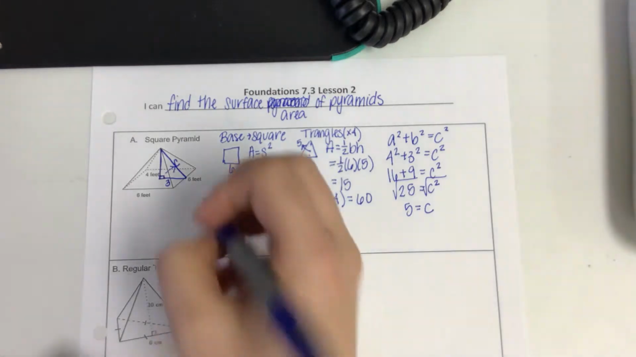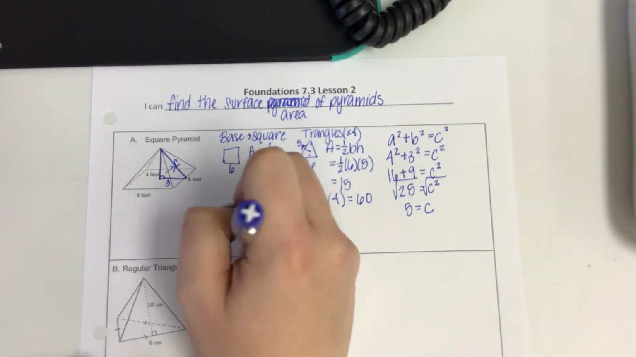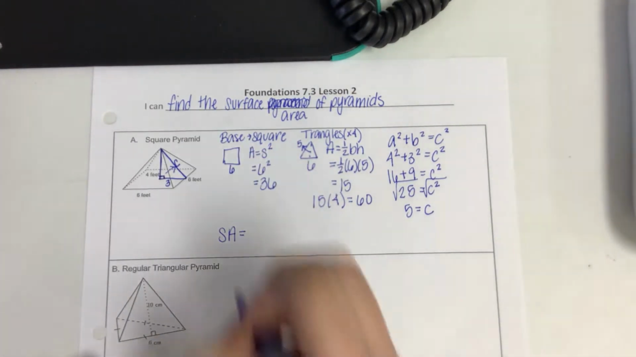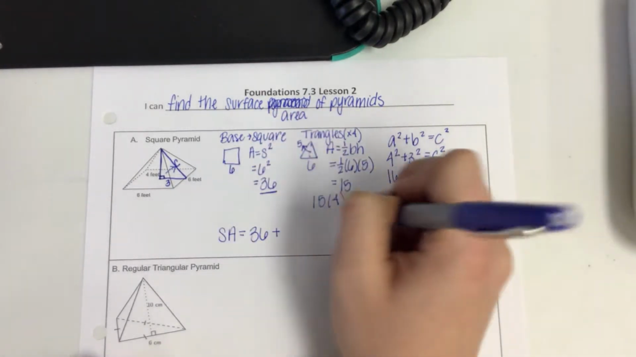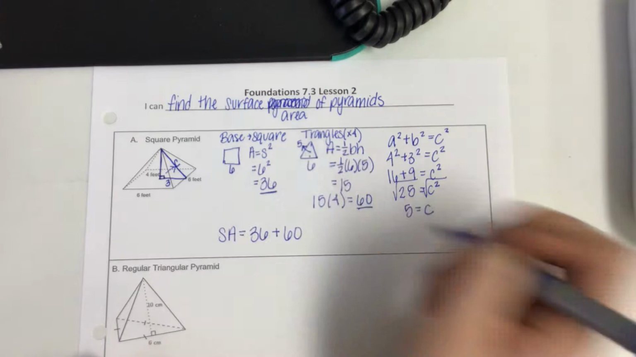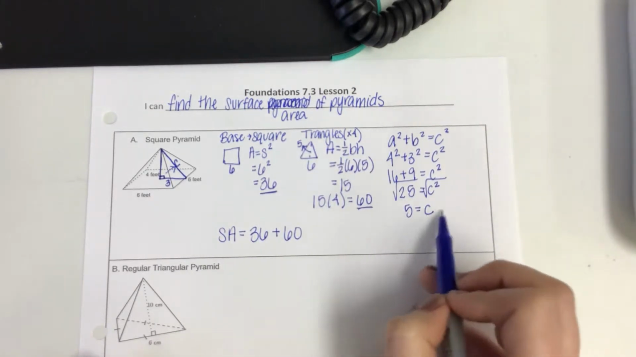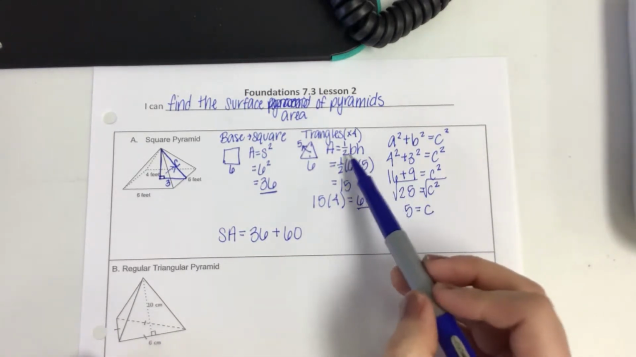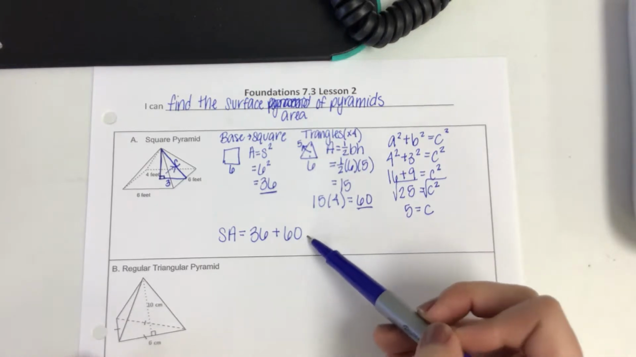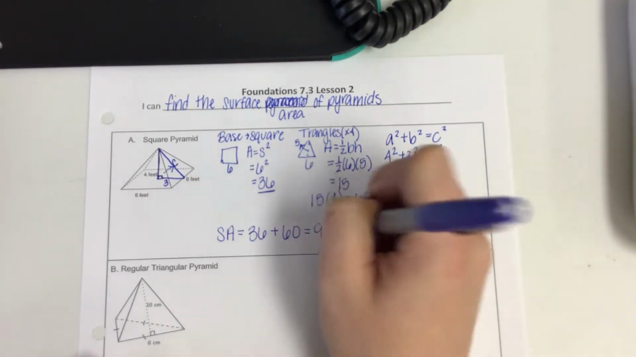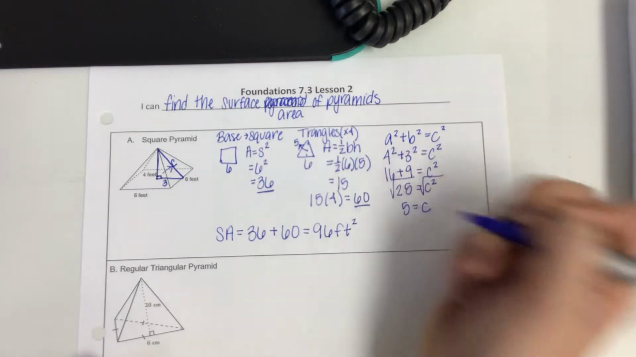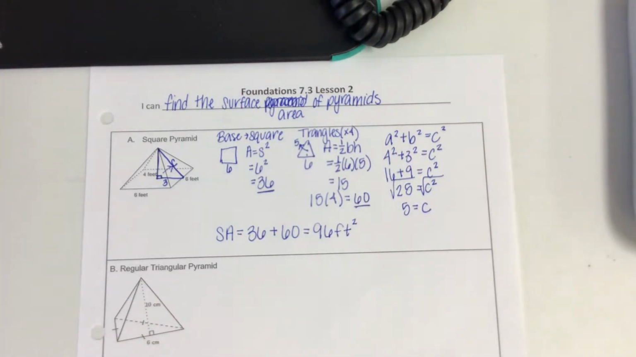Now we can go ahead and find our surface area. So to find our surface area, we take the area of our base, and we add the area of all of our triangles. Please remember 5 is not an area. 5 was just used to find the height of a triangle, so do not add 5 to our surface area. So this is going to give us 96 feet squared. Remember, area has units that are always squared.